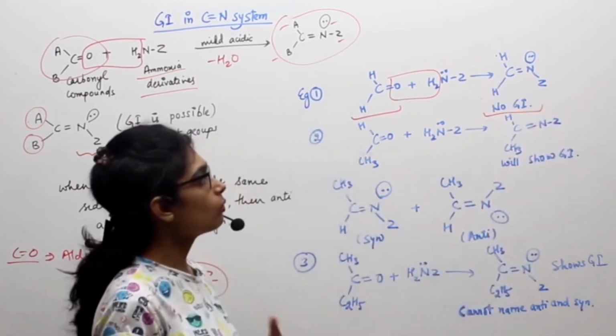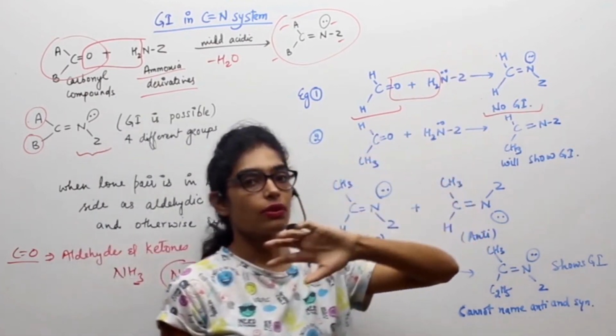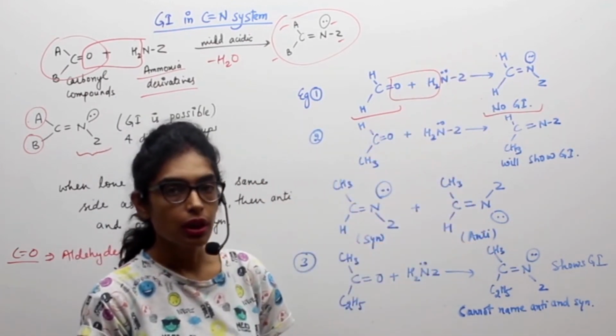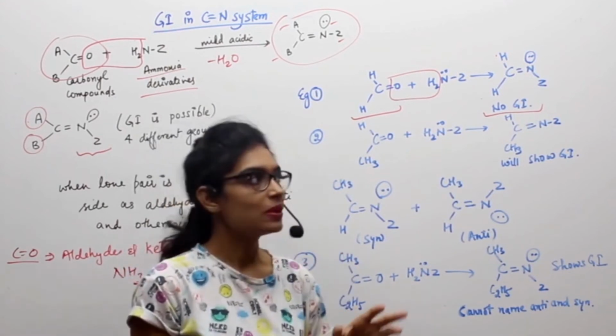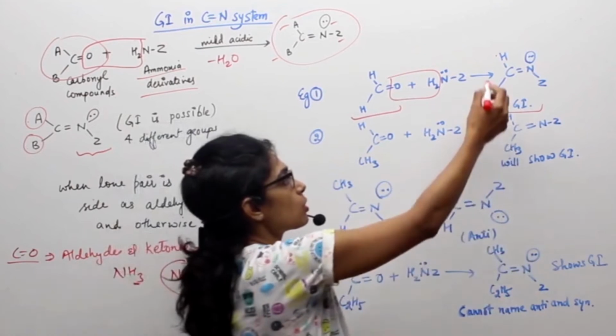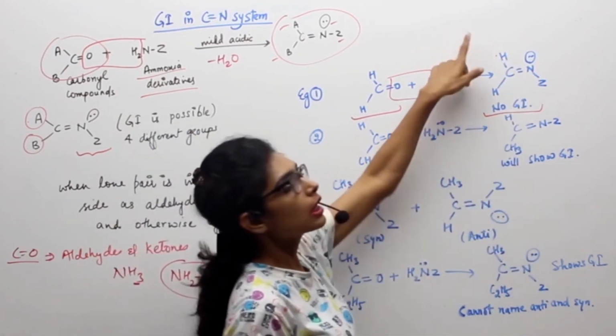Okay. How do we judge what is GI? We don't use the cis and trans terms over here. We use syn and anti to represent the geometrical isomers, and that I will explain with respect to the molecule where you have two different groups. So you will understand why this cannot show GI.